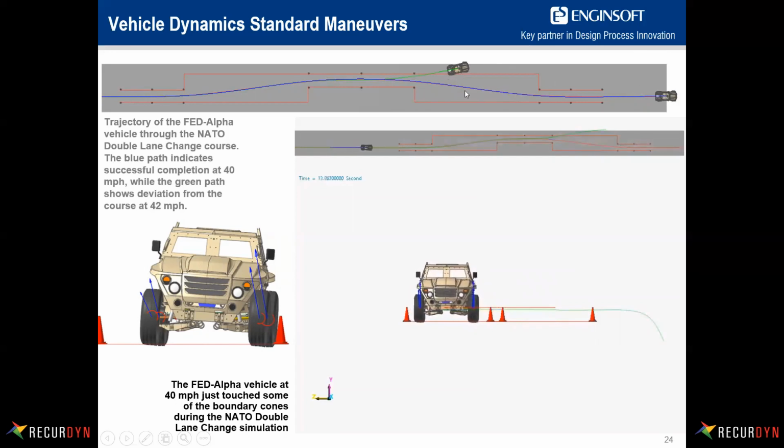The blue curve is showing the vehicle at 40 miles an hour, which traverses the course, almost touching but not touching. Whereas at the next increment of 42 miles an hour, the vehicle cannot maintain control and actually exits the course right there.